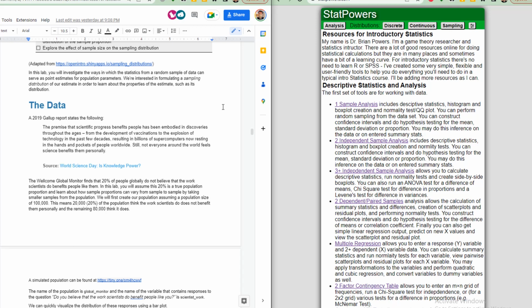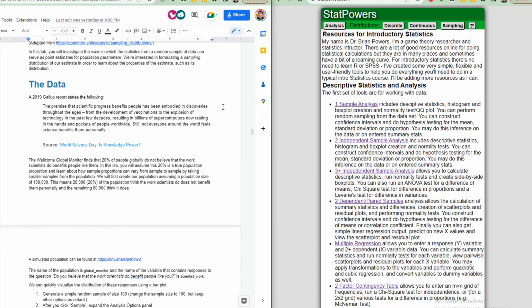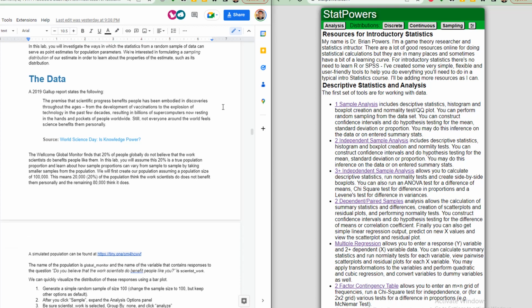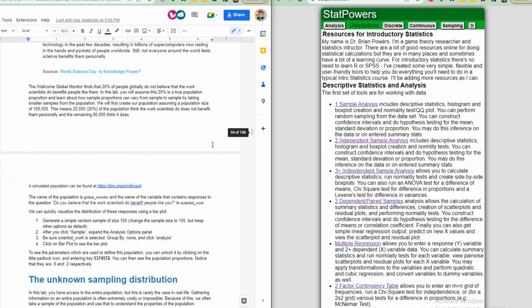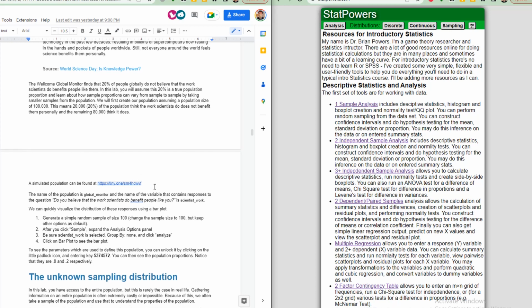The data we're looking at is from a 2019 Gallup report. The premise that scientific progress benefits people has been embodied in discoveries throughout the ages, from the development of vaccinations to the explosion of technology in the past few decades, resulting in billions of supercomputers now resting in the hands and pockets of people worldwide. Still, not everyone around the world feels that science benefits them personally. We're going to be opening up a simulated population, and we'll be asking people the question: do you believe that the work scientists do benefits people like you?